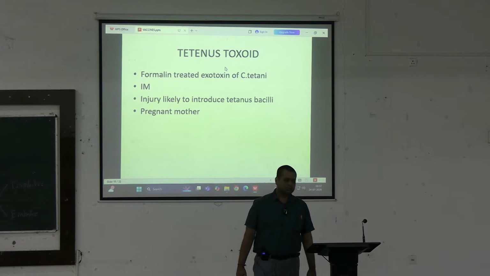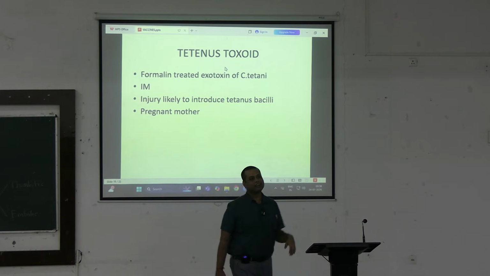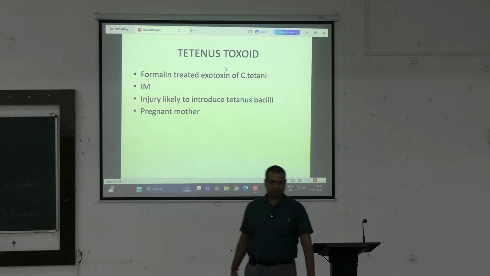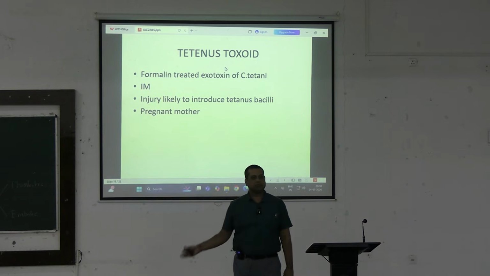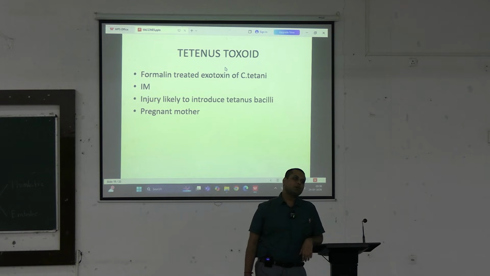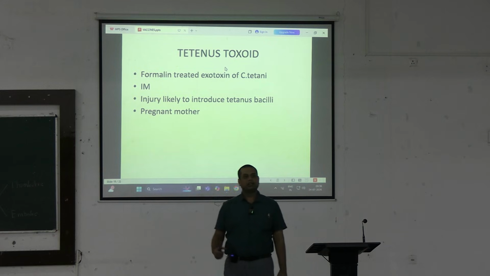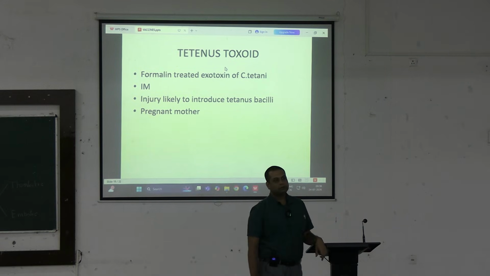Tetanus toxoid. When is tetanus toxoid given? Has anyone never taken tetanus toxoid? When is it given? Tetany. Injury, deep cut injury, road traffic injury. In this case tetanus toxoid is given. This is the toxoid of the tetanus bacteria used for vaccination. And who else is it given to? It is given in pregnant women.